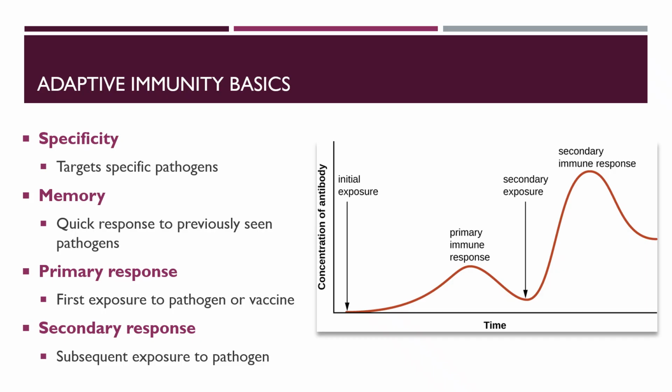The picture on the right-hand side is showing you the difference between how quickly your immune system ramps up when you have primary and secondary exposures. You have the primary immune response the first time around, and you see how much antibody you make. Then you get well, and then you have a secondary exposure to it, and you see how quickly your body ramps up that secondary immune response so that you don't even know that you were exposed.